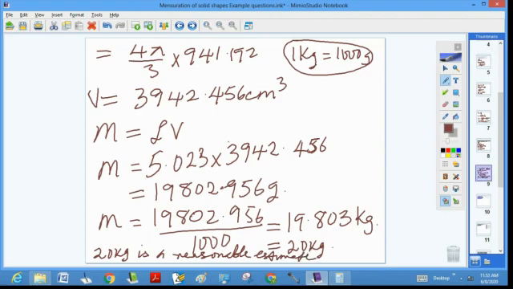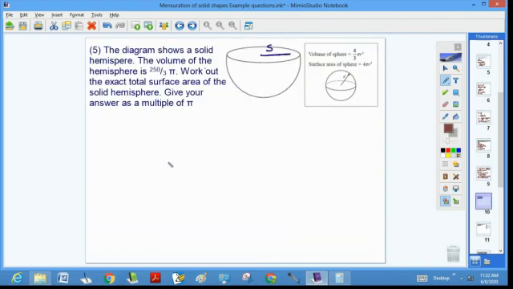The next question is talking about a hemisphere. It says that the diagram shows a solid hemisphere. The volume of the hemisphere is 250 over 3 pi. Work out the exact total surface area of the solid hemisphere. Give your answer as a multiple of pi.